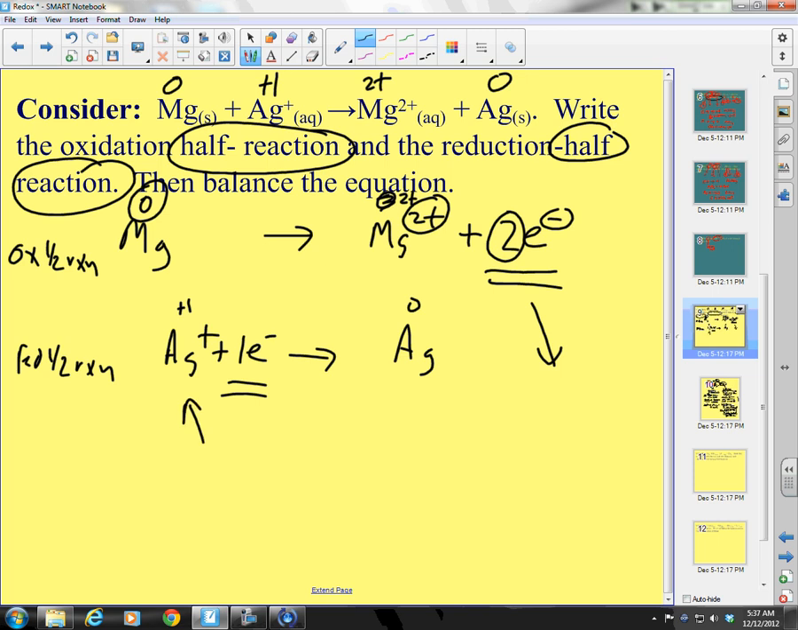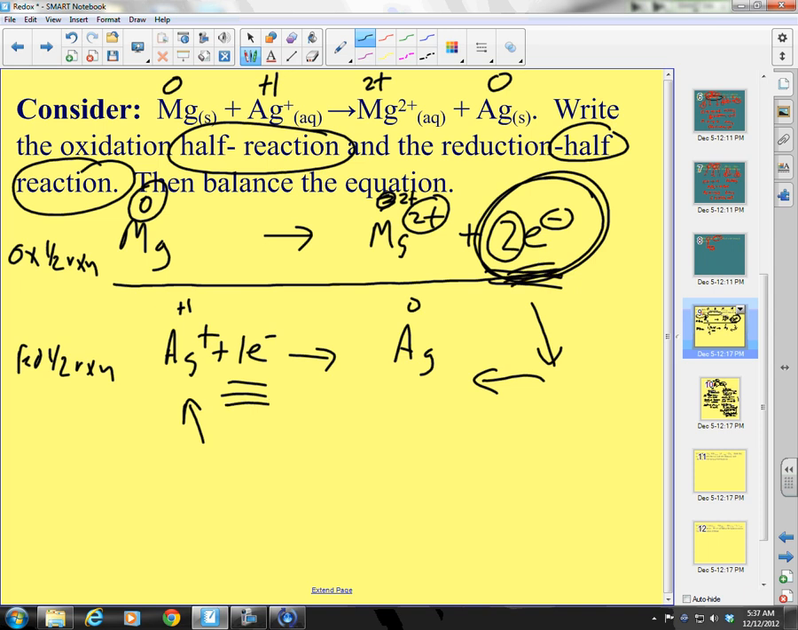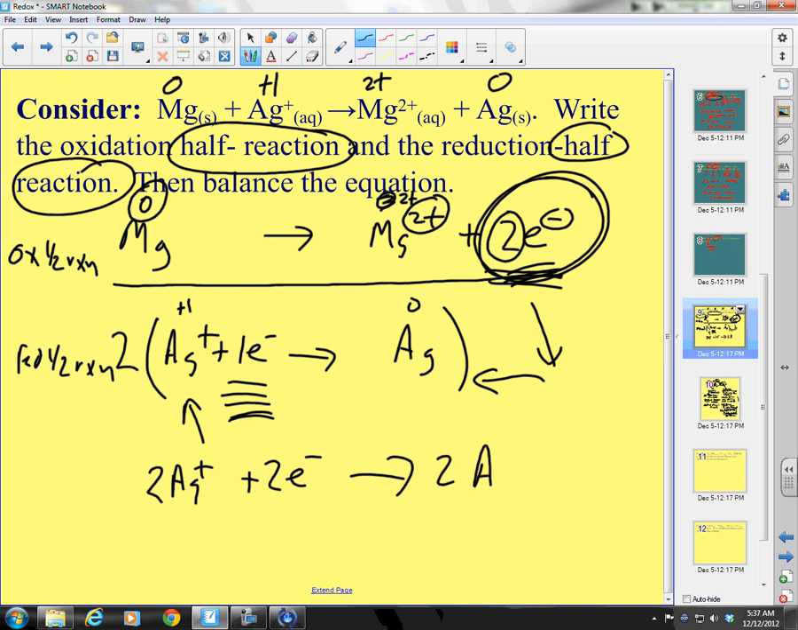Now notice, every time this occurs, how many electrons are freed? Every time magnesium goes to magnesium 2 plus, 2 electrons are freed. So how many times must this half reaction occur to consume these 2 electrons? Well, every time it occurs, 1 electron is consumed. So that means this needs to happen how many times? 2. Good. So then if I rewrite that, I'd have 2 silver pluses plus 2 electrons yield 2 silvers, right?